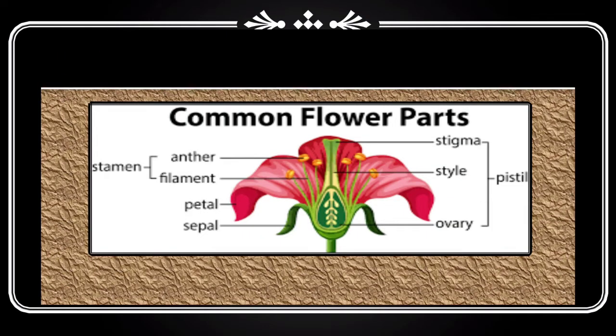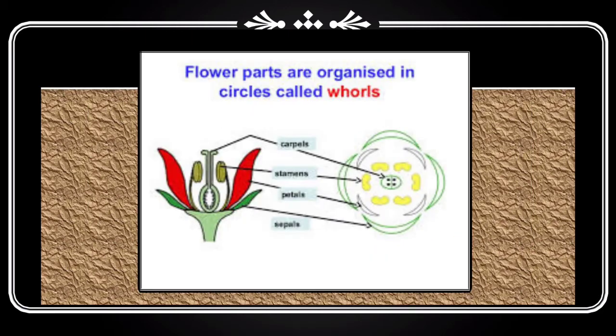So here you can see the parts of a flower. Outermost sepal, inner colored petal, androecium, which consists of anther and filament, and gynoecium, which is made up of ovary, style and stigma. Floral parts are organized in circles called whorls. So this is the floral diagram. In this floral diagram you can see all the parts are arranged in circles. These circles are known as whorls.